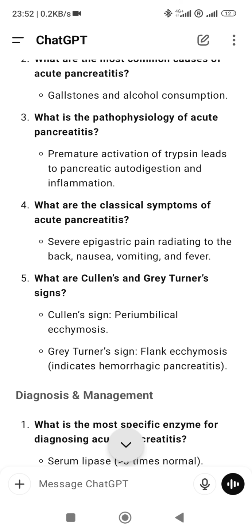What are the Cullen and Gray Turner signs? Sir, Cullen sign is periumbilical ecchymosis. Gray Turner sign is flank ecchymosis. Both indicate hemorrhagic pancreatitis.